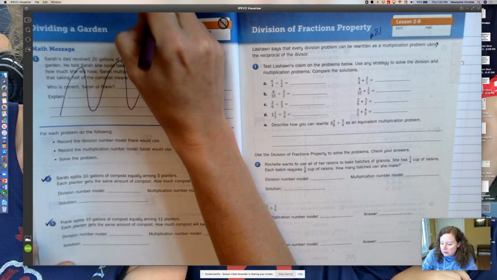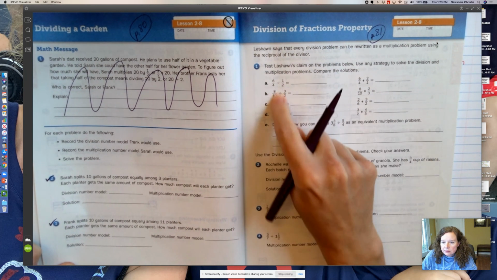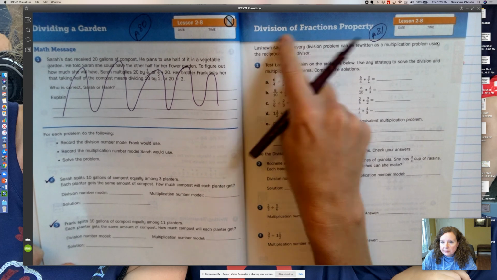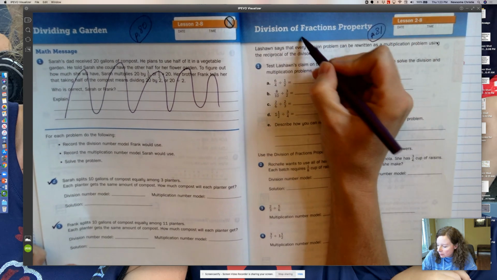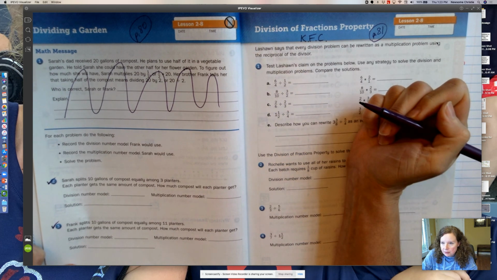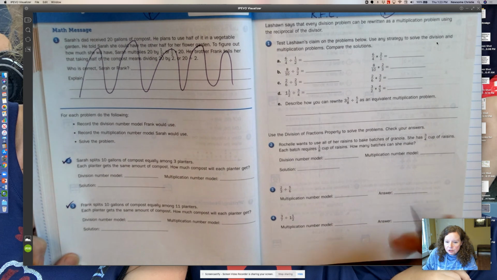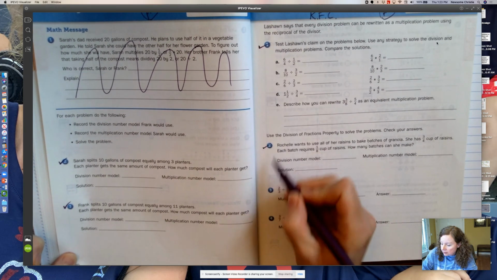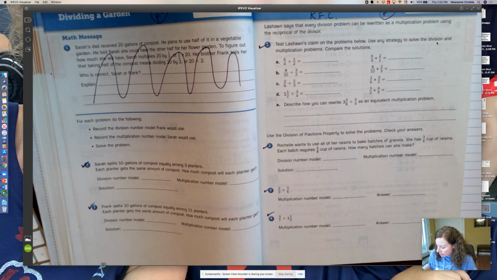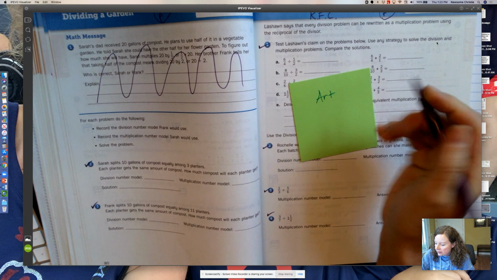Some of these may go quicker than others, and you'll see some of these are just multiplication. These are the division ones, and it's calling the division of fractions property. That is KFC, keep, flip, change. Keep the first, flip the second. That is what that is. So I'd like you to try all of 80 and 81 except for the math message. And when we get together at 9 o'clock, we'll talk about that and see how it goes.